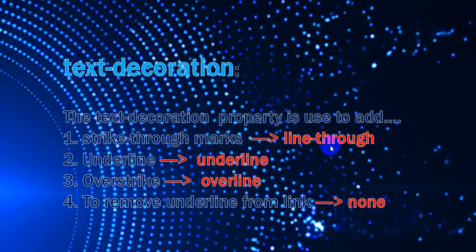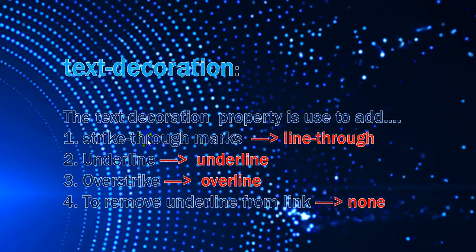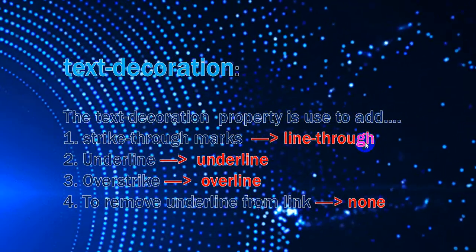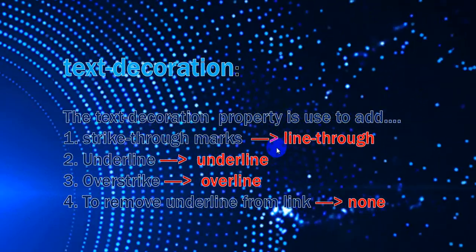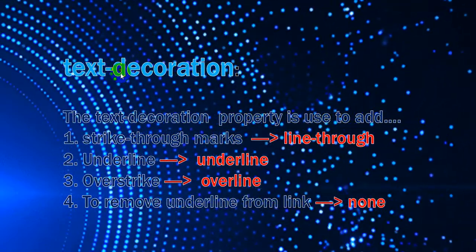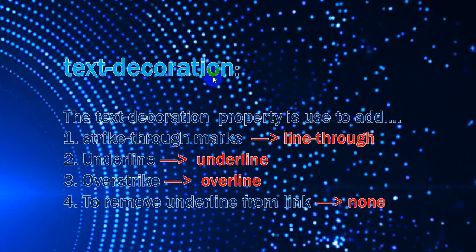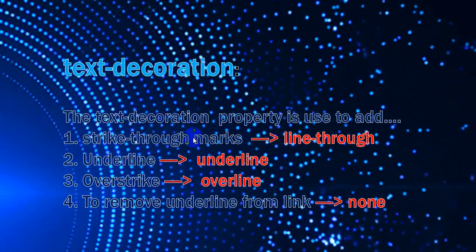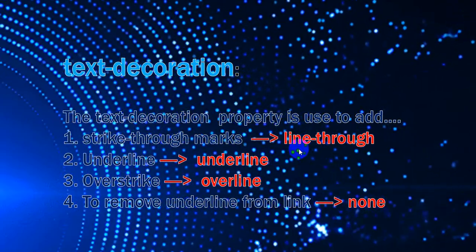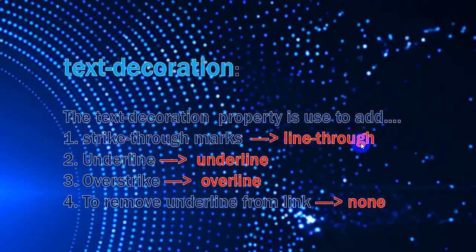One is line through. You can assign this text decoration property and you can assign the value as line through. What is the use of line through, or what will be the effect if you use line through? It will cut the text. For example, this is a text decoration, so there could be a line which cuts your text, means on your text a line will pass. Okay, this is called line through. I will show you live, in coding, so then you will get a clear picture of what line through is all about.